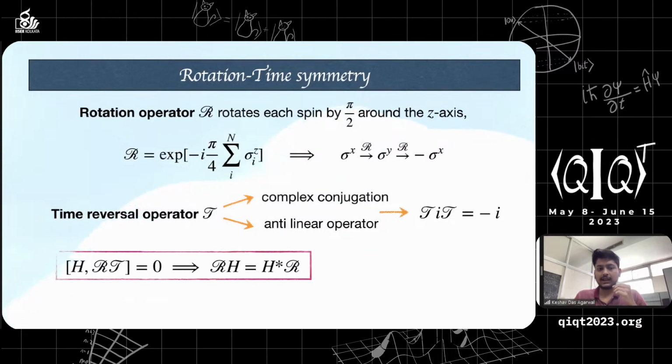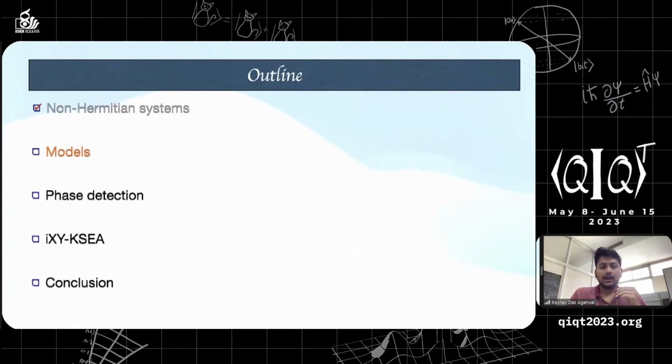So a Hamiltonian is RT symmetric if it commutes with the RT operator. It might not commute with R or T individually. So for that, one has to satisfy the condition that RH is H star R. This is what is meant by a Hamiltonian being RT symmetric. I'll move on to the spin models.